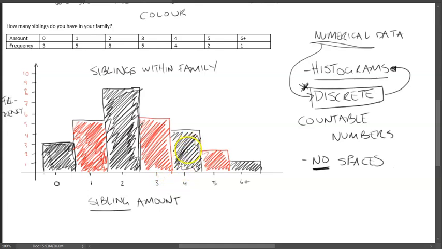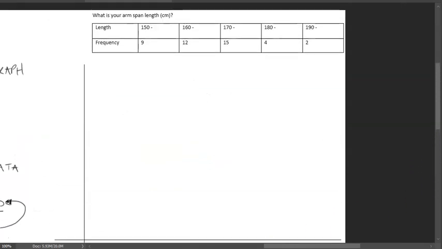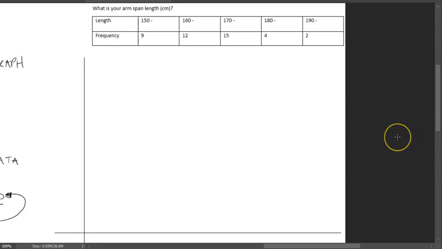We're now going to look at continuous numerical data for the next example, which is this one here. So the question is, what is your arm span length? Now, the information provided looks a little bit different because you'll notice that there's this little dash here. Now, some textbooks, some questions will have this information displayed differently. There's different ways to talk about this, but essentially the provided answers can be in the form of a decimal, or even a fraction.